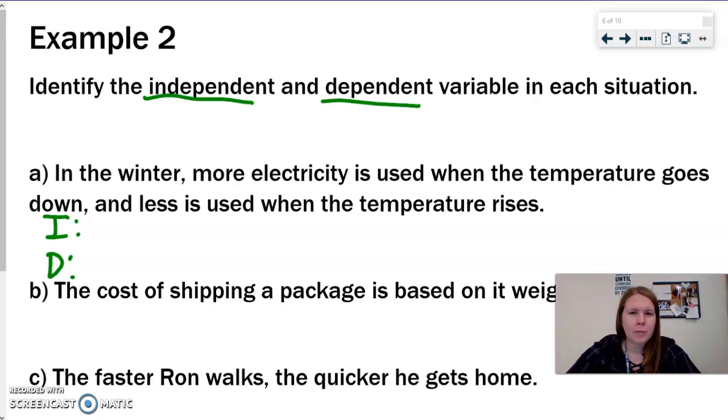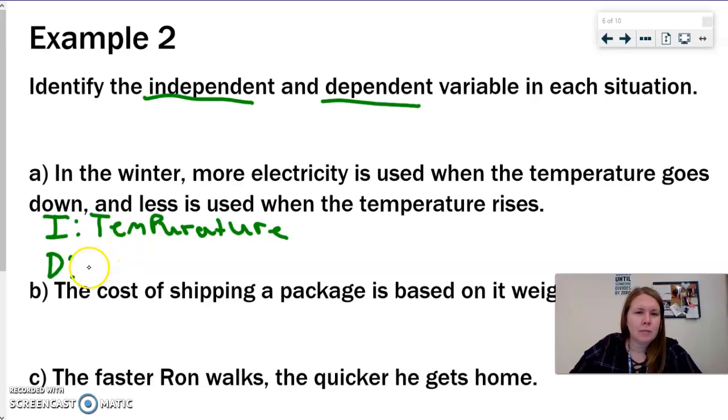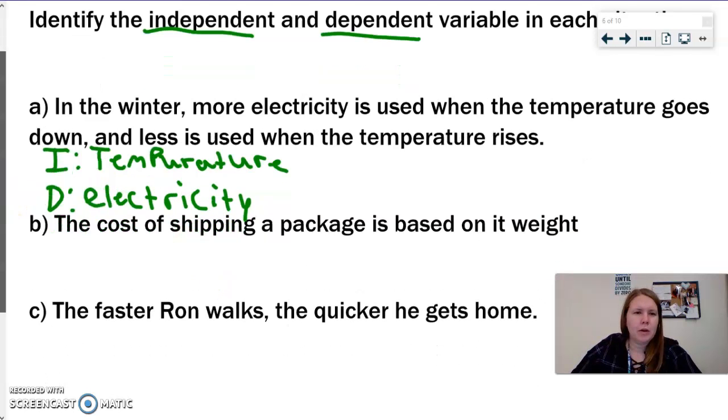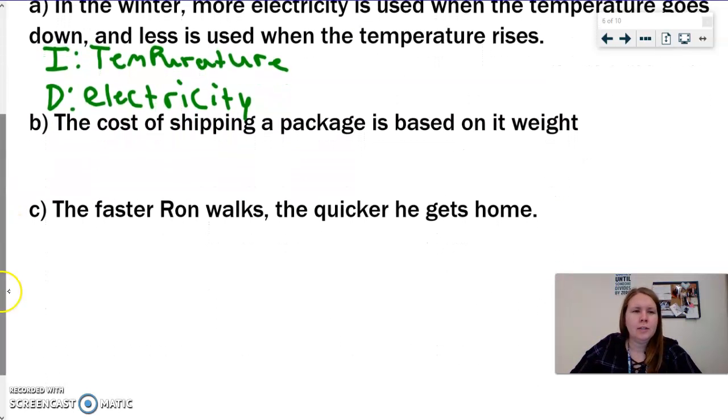So my independent variable in this case is the temperature. I can't control the temperature outside. I control it inside, but it's going to do what it wants. So the dependent would then be the amount of electricity being used. So let's take a look at the next one.